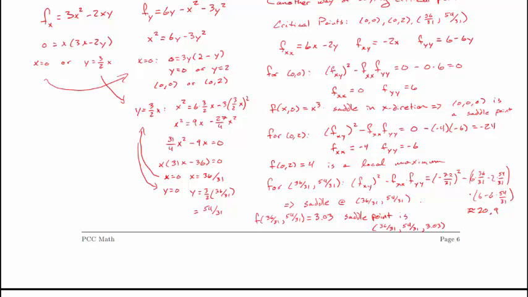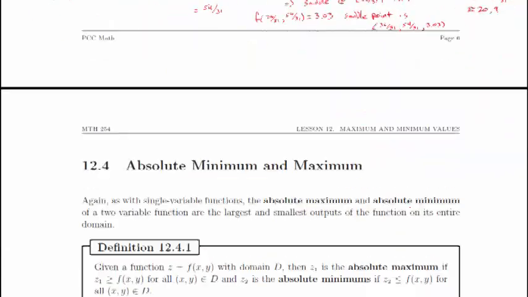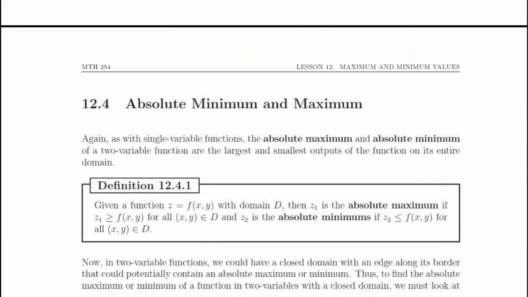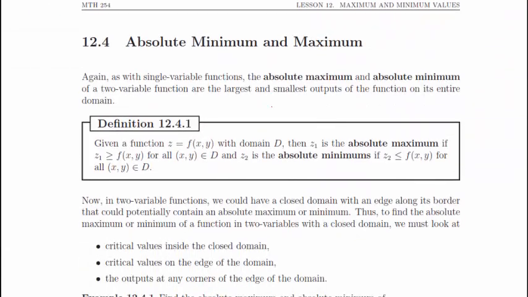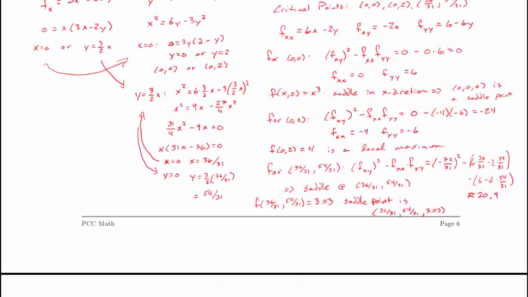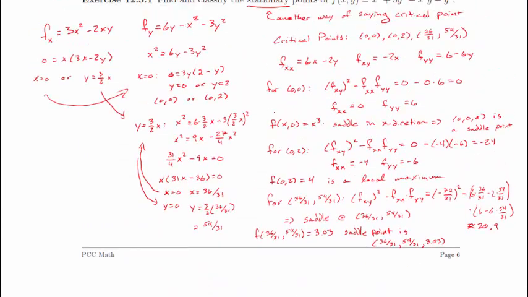So my saddle point is 36 over 31, 54 over 31, 3.03. All right, so yes, like I said, a lot of tediousness in that, but hopefully you're getting the big picture here and are following along. Pause the video, rewatch what you need to, and again, graph this function and take a look at it to see what's happening for yourself.